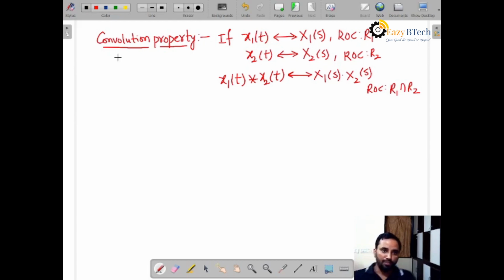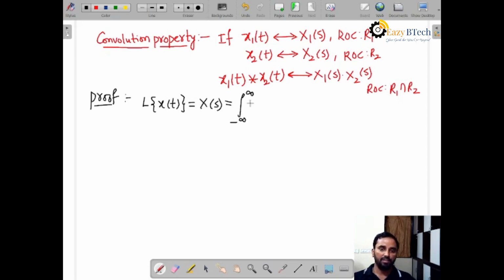Let's take the proof now. The proof we can do using the Laplace transform formula only. So Laplace transform of x of t is equal to x of s, which is the integral from minus infinity to plus infinity of x of t into e to the power minus st dt. This is the Laplace formula we are writing. Then we want Laplace of x1 of t convolution x2 of t. Before applying it, first see convolution. What is convolution? Then after that we take Laplace transform.